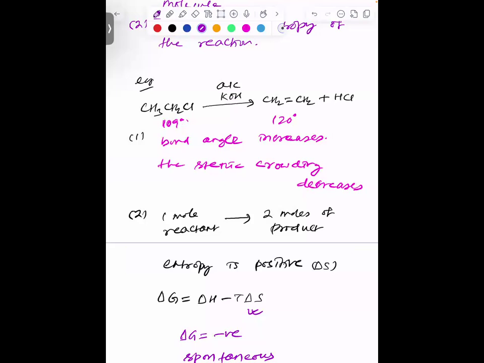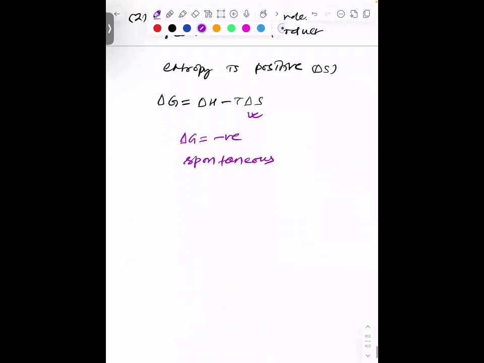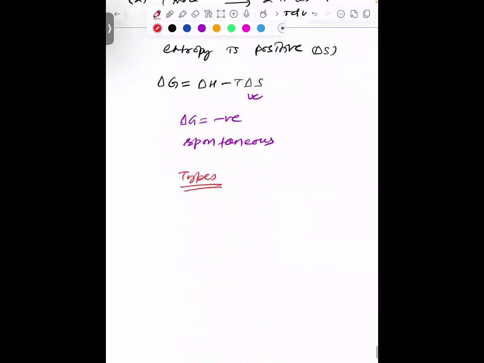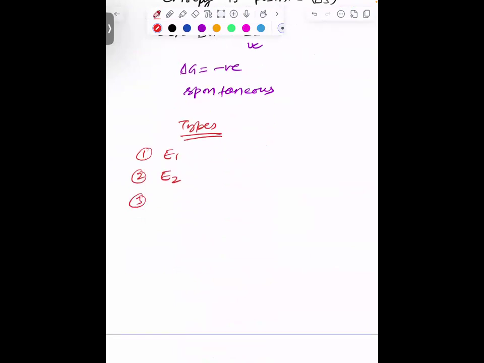Alkene along with hydrogen halide. So this is the elimination reaction. Now we are going to discuss types of elimination reaction. Types of elimination reaction. So the types are, first E1, second E2. And one more we are going to discuss, E1CB.